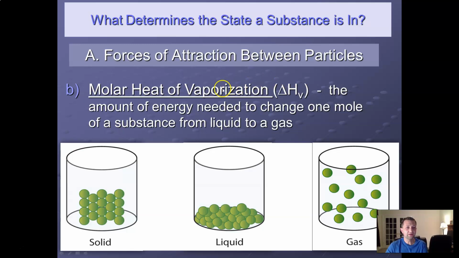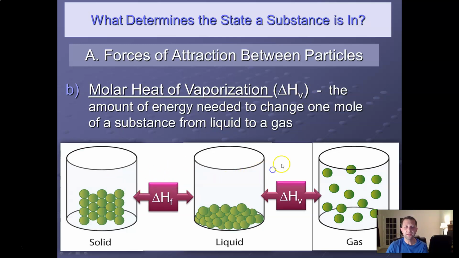Okay, we have another term here. We can go one step further, and what if we want to change a liquid into a gas? That's called molar heat of vaporization, delta HV. So we have molar heat of fusion, solid to liquid, and then molar heat of vaporization, liquid to a gas. Again, if you have a solid, you put energy into it. That's your heat of fusion to turn it into a liquid. If you're in the liquid state, put more energy into it, turn it into a gas, heat of vaporization.